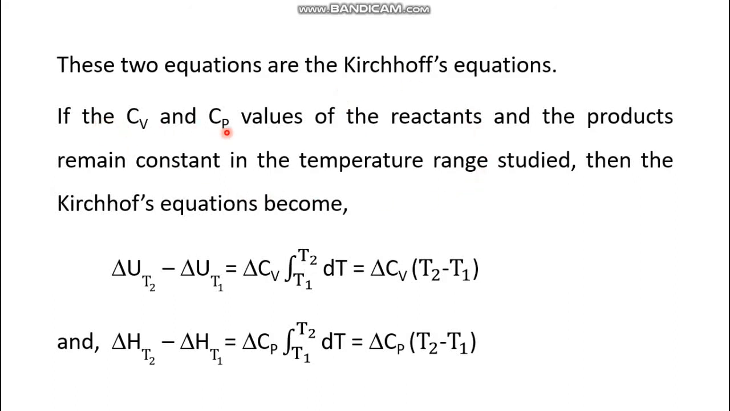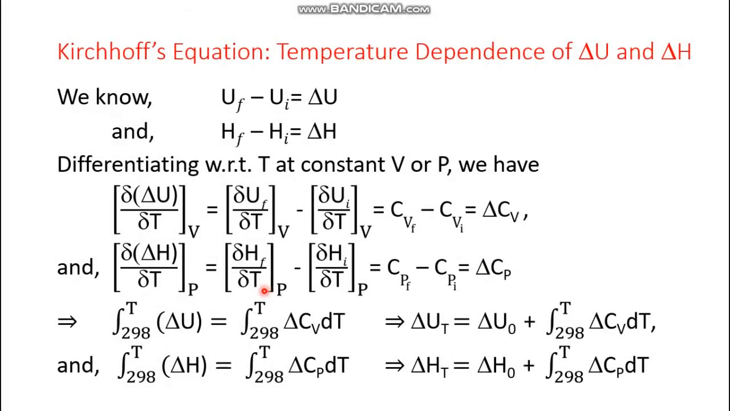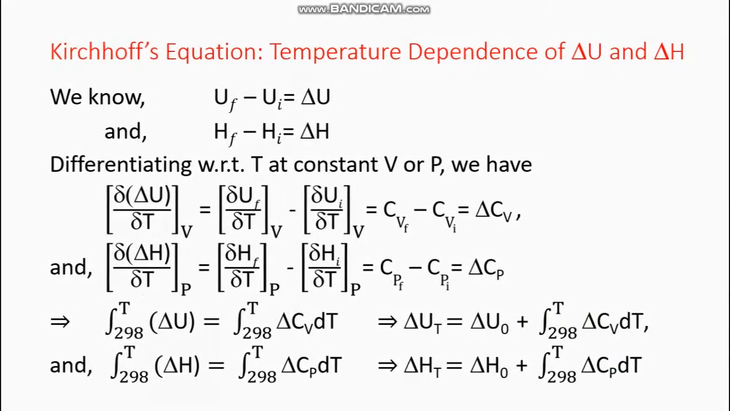Now if Cv and Cp values of the reactants and the products remain constant in the temperature range studied, then the Kirchhoff's equation becomes this one. The final temperature is T2 and the initial temperature is T1. So the same equation is repeated here: delta U at T2 minus delta U at T1 equals delta Cv. This Cv term is now taken out of the integration sign. Look here, from this equation also you can write delta Cp into dt or delta Cv into dt. Here it was inside the integration term, and here also. But if Cp is constant, then you can take it out of the integration sign, and the same for Cv also.